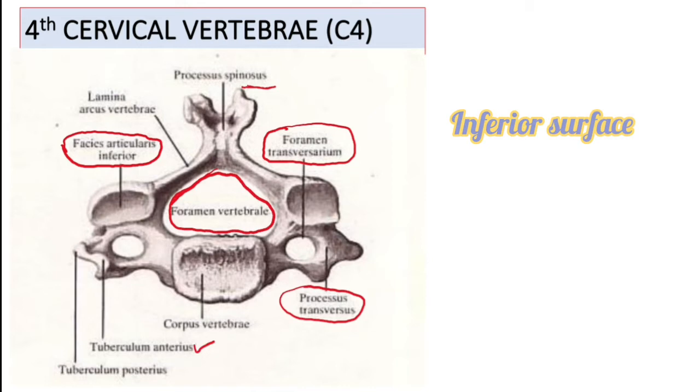Again, orientation is very important. The spinous process, just to know that it's on the back. So this one will be the anterior side. What I'm indicating here is tuberculum anterius, the anterior tubercle. And this one is tuberculum posterius.